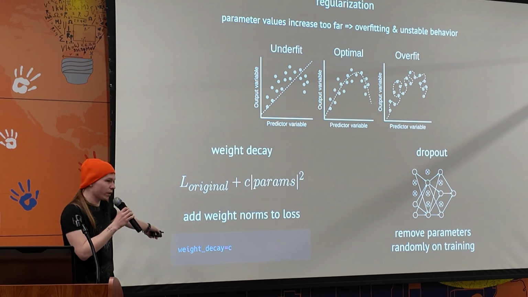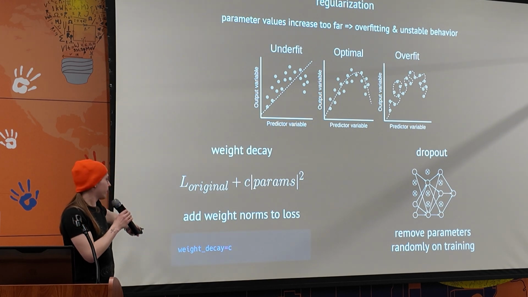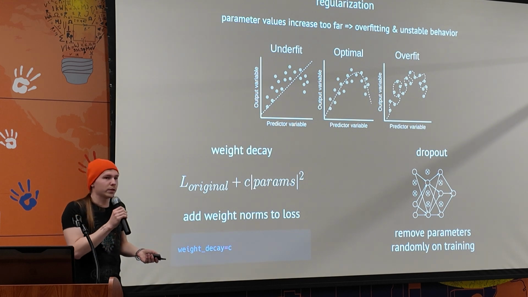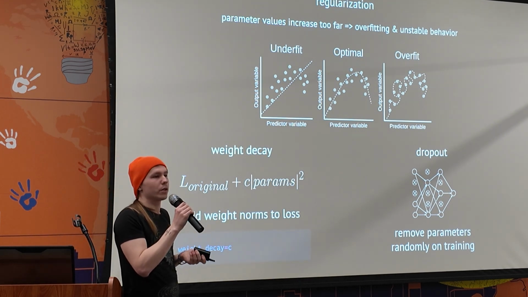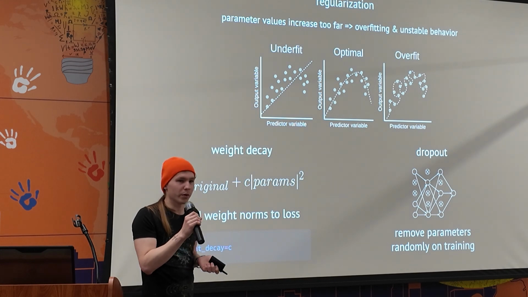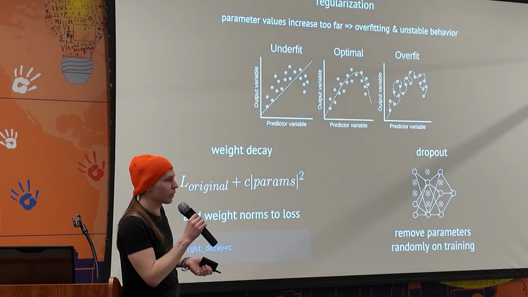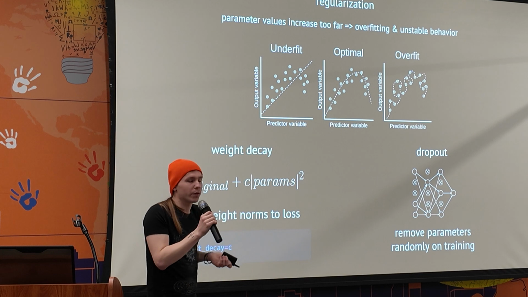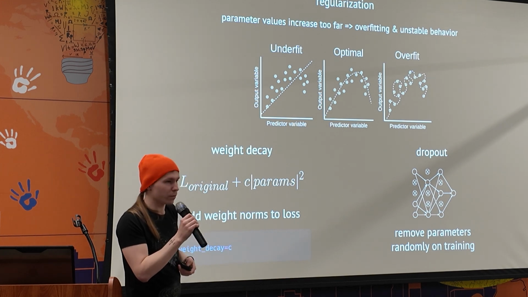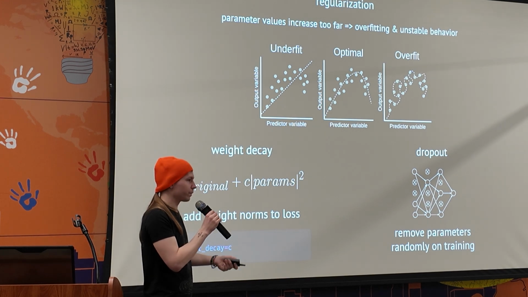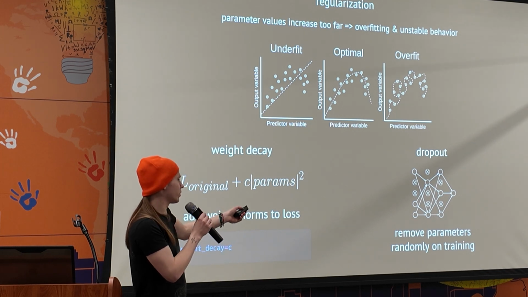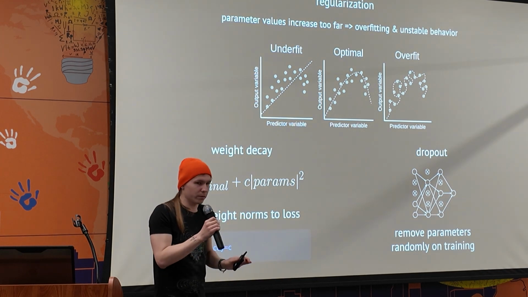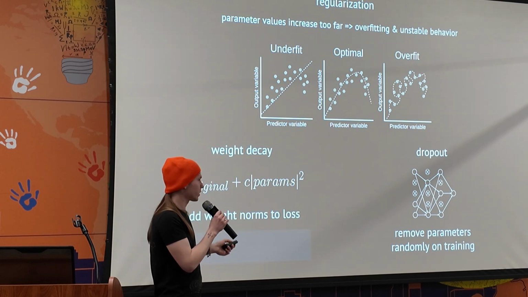You can do it with Hugging Face Trainer like this. What it does is penalize big values of our neural network parameters, because big parameter values will give us an overfitted model that is too complex for our task. And dropout is removing parameters randomly during training from different layers.